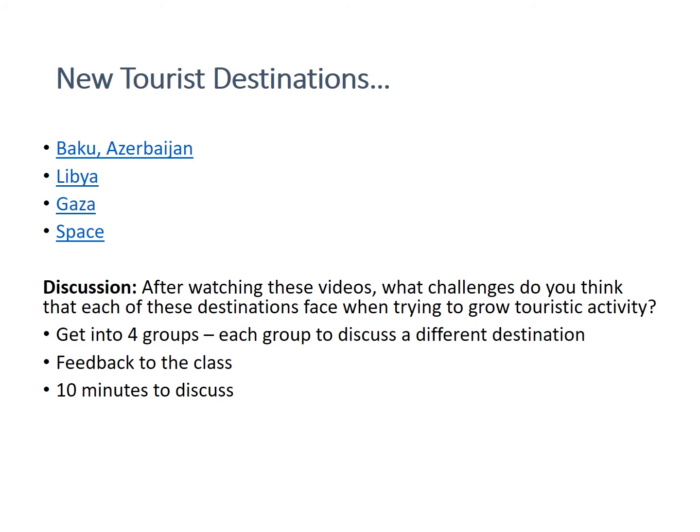But what do you think that each of these destinations would face when trying to grow touristic activities? And if you were the government officials in any one of these areas, how would you try and market these areas, and who would you be trying to target? So these would be some of the kind of difficulties when a place has a certain image, that place would need to reposition themselves for the future, but then again that would require investment for them to do that.